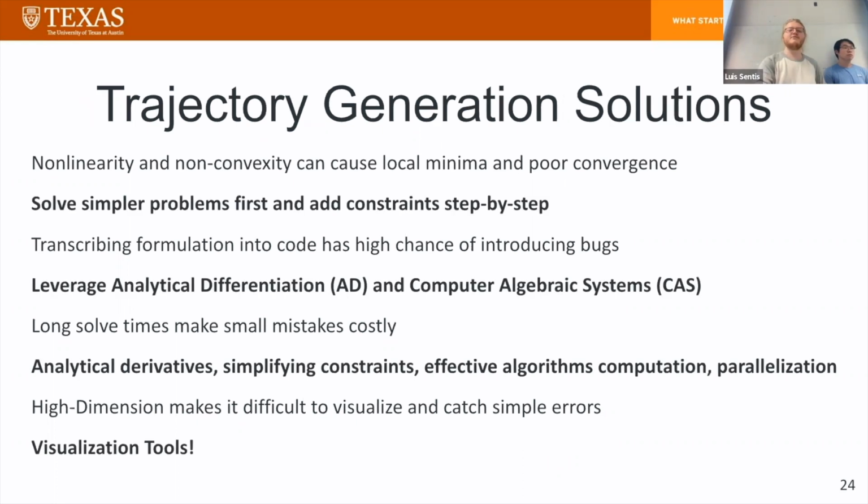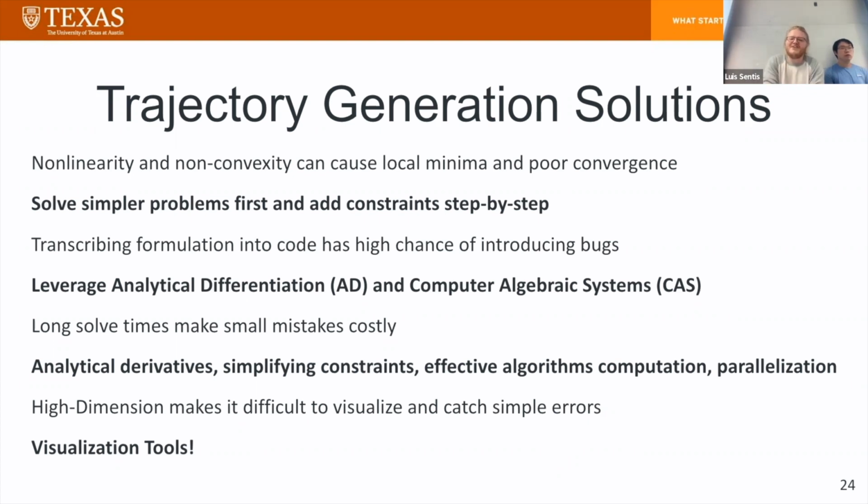And so these are our solutions to these problems. We've already talked a little bit about solving simpler problems and adding constraints step by step. We've said it's really important to have analytical solutions. There's also automatic differentiation, which is a bunch of software where, through the magical power of math and algorithms, they will figure out your gradients and your Hessians from just the base thing. You don't have to take those yourself. So that's a very powerful tool.